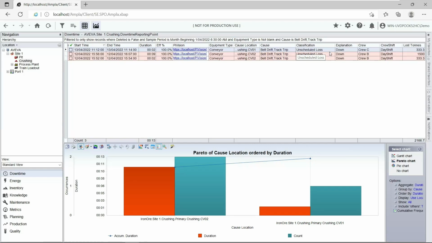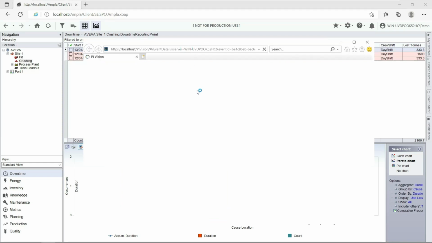Looking at the list of outages for both of the conveyors, we decide to look carefully at each of them in more detail to understand the exact root cause of the actual occurrences. When the user clicks one of the links in the table of downtimes, they're immediately brought into the PI system where the event actually occurred.